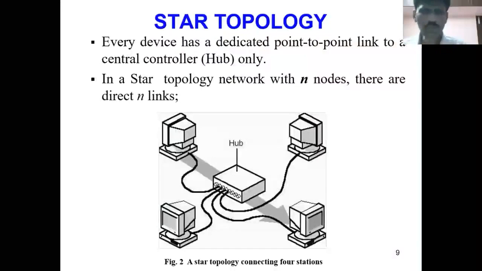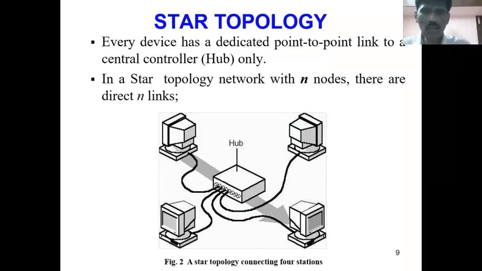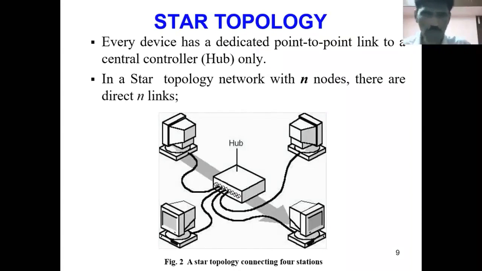So star topology, you can see figure 2: a star topology connecting 4 stations. How can we explain star topology? In a star topology network, every device has a dedicated point-to-point link to a central controller or hub, maybe a switch. You can see figure 2. Every device is connected to any other device in the network through the hub or the central controller.